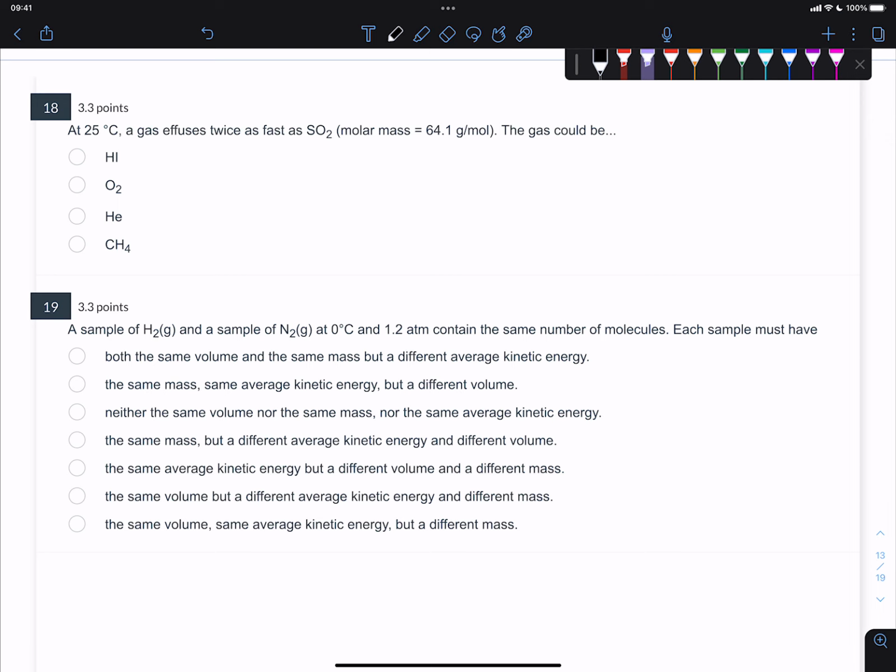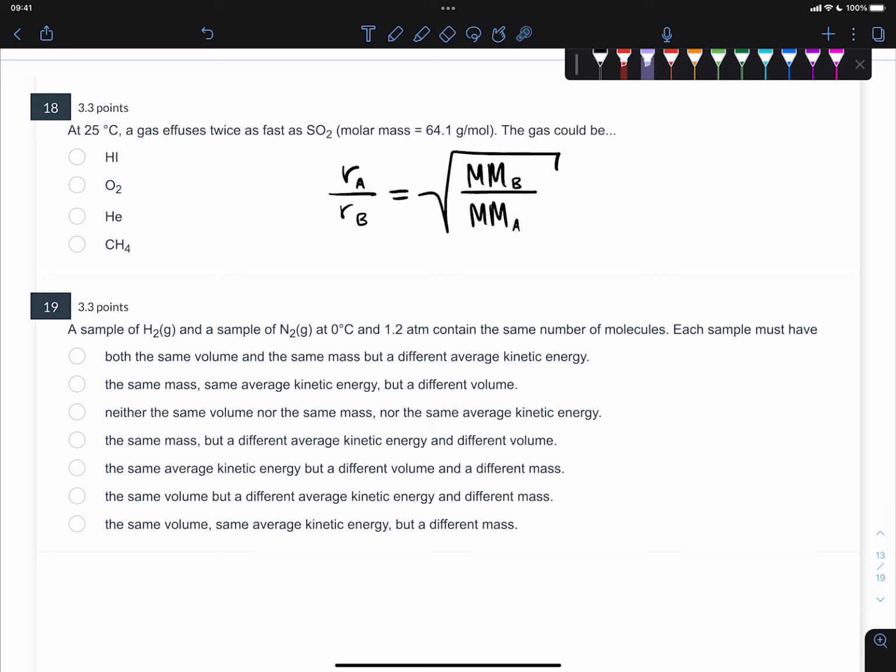Question 18 is about Graham's law of effusion. At 25 degrees Celsius, a gas effuses twice as fast as sulfur dioxide with this molar mass. The gas could be... Now you do need to know Graham's law, which basically says that the rate of gas A divided by the rate of gas B, and we're talking about the rate of effusion, is equal to the square root of the upside down, which is the molar mass of gas B divided by the molar mass of gas A.